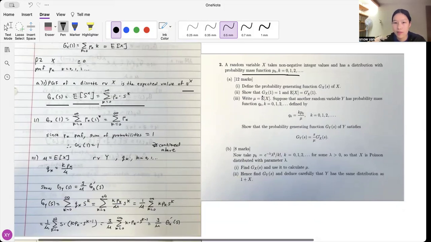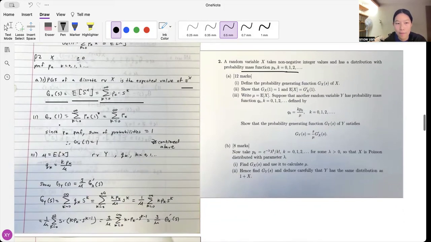Okay, part two, we have to show that G_X(1) is equal to 1 and E of X is equal to the derivative of G_X evaluated at 1. So we know that G_X(1), when we plug it into this form, is just equal to this thing. Because our s is 1, everything to the kth power is still 1. So we just have the sum of the probabilities from k equals 0 to infinity. Since p_k is our PMF, that's basically the sum of the probabilities, which we know is 1. So G_X(1) is 1.